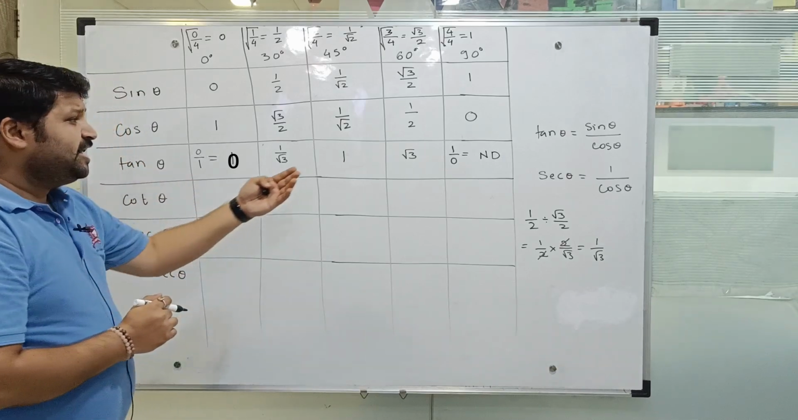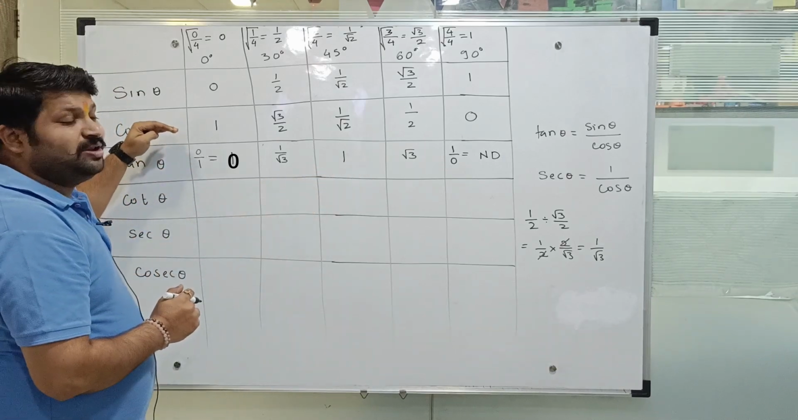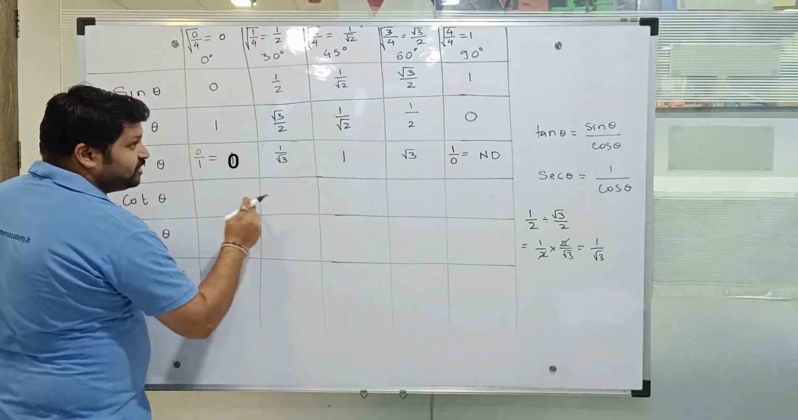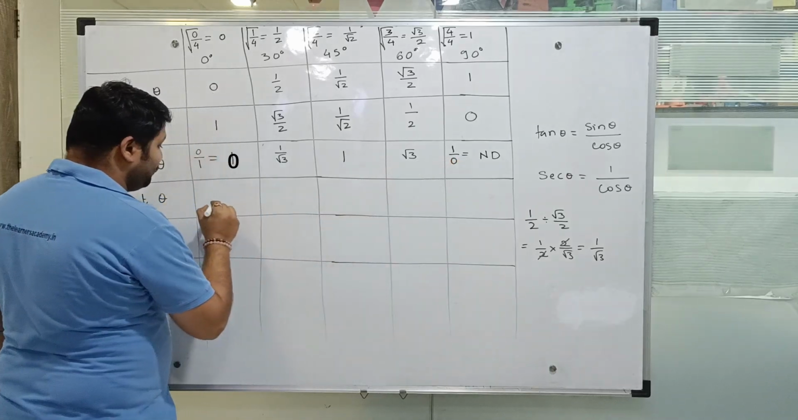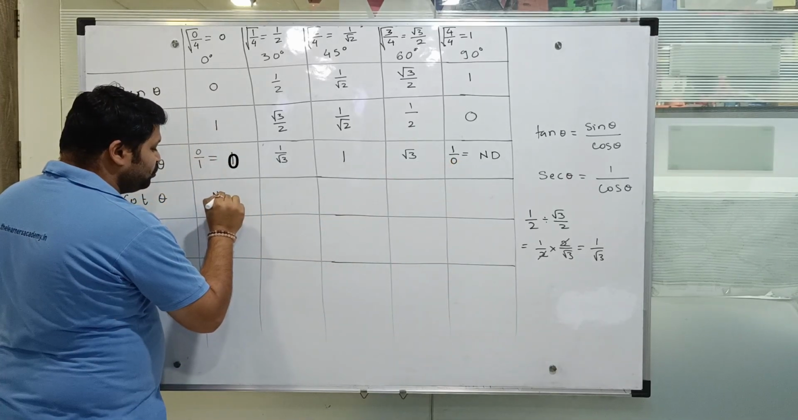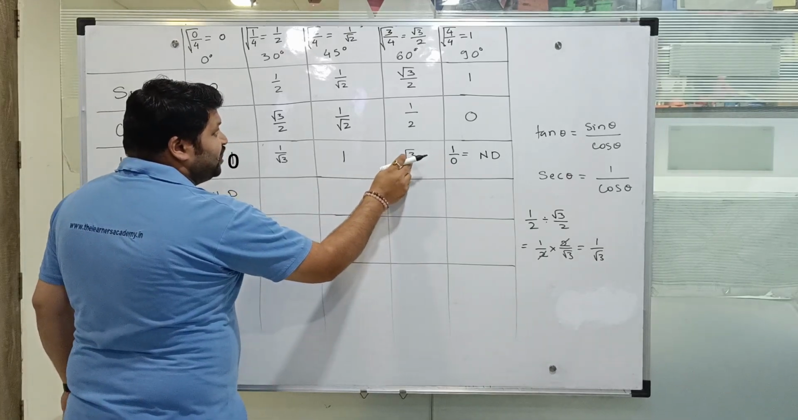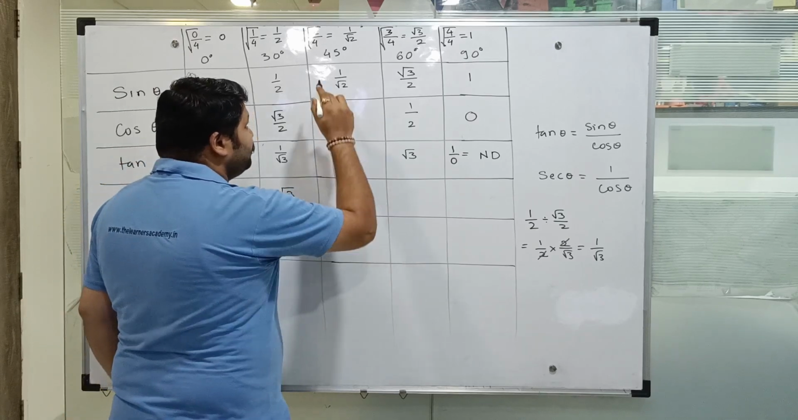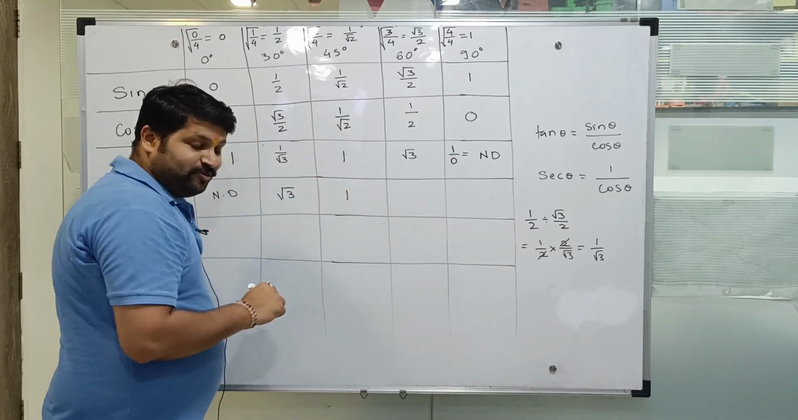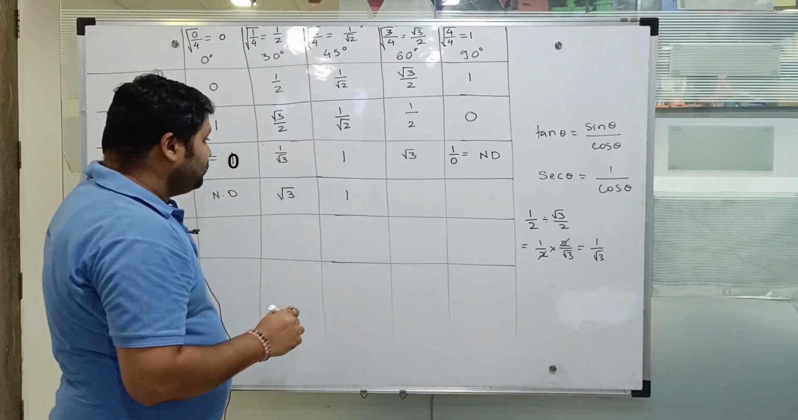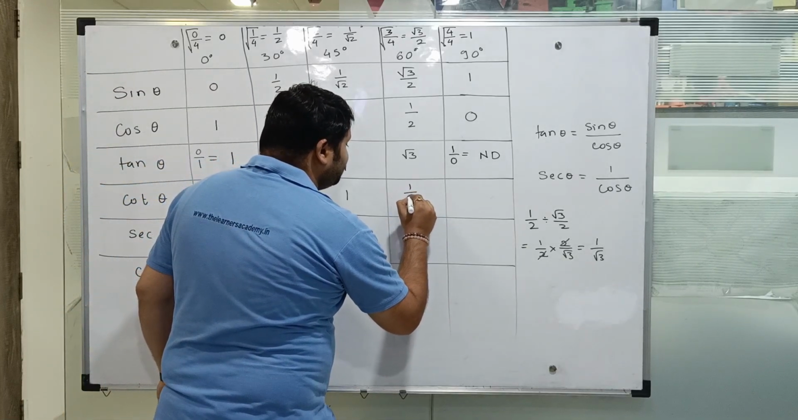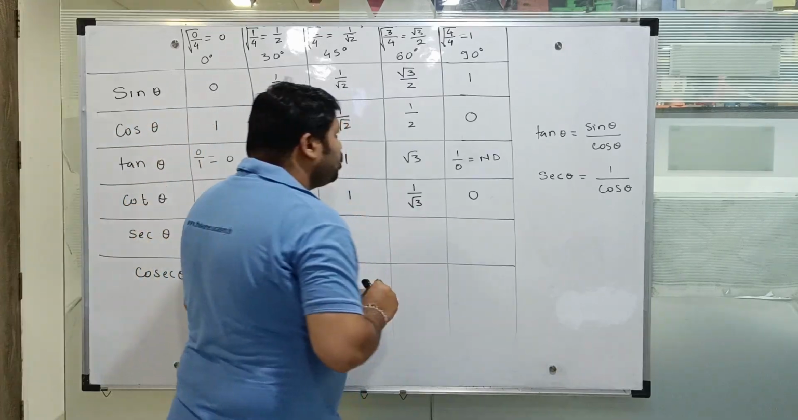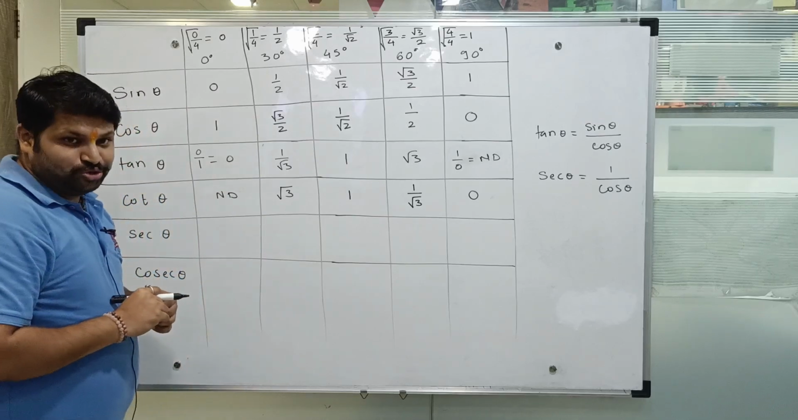Now for cot, it would be exactly similar to cos. So we have not defined, that is the value of tan 90 would come at cot 0. The value of tan 60 would come at cot 30. The value of tan 45 and cot 45 would be same, and then the value of cot 60 would be equal to the value of tan 30, and cot 90 is going to be equal to 0.